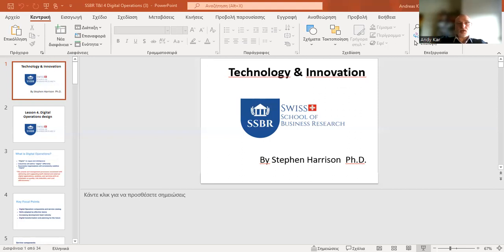DevOps is the combination of cultural philosophies, practices, and tools that increases an organization's ability to deliver applications and services at high velocity, evolving and improving products at a faster pace than organizations using traditional software development and infrastructure management processes.